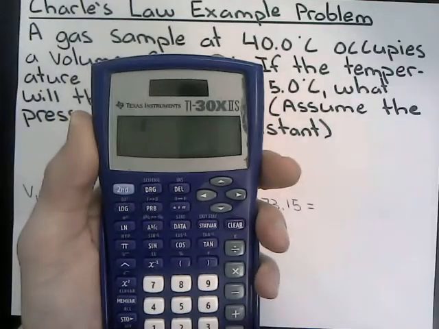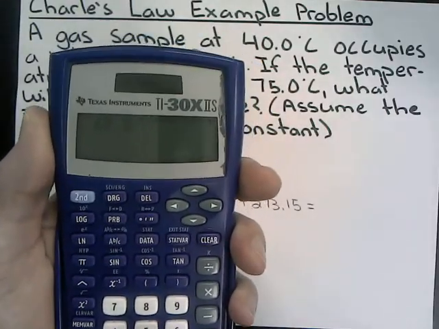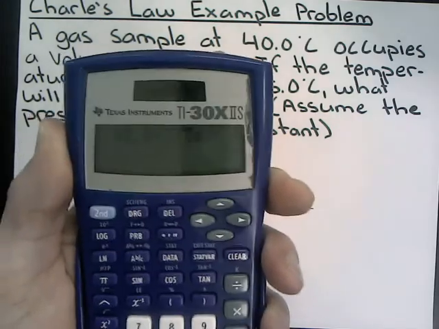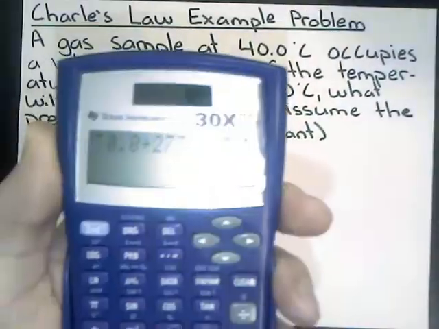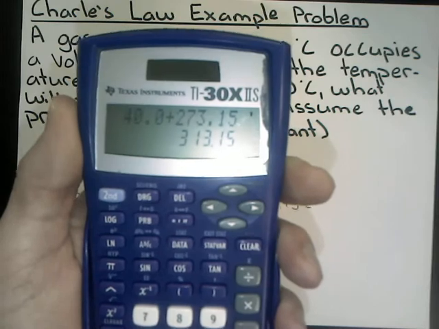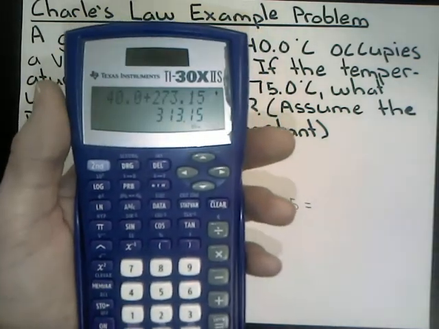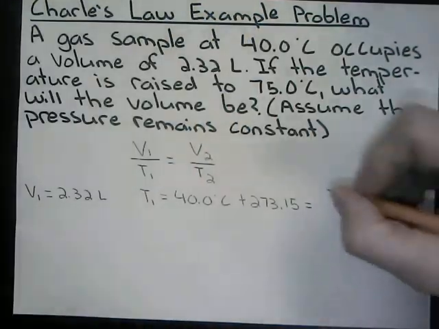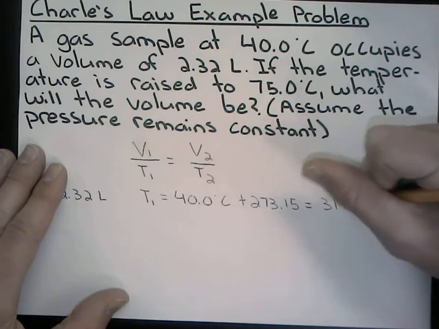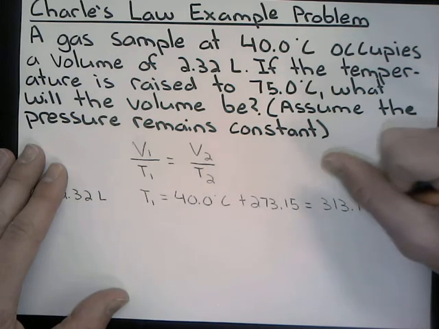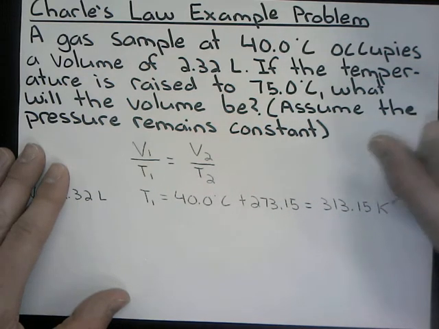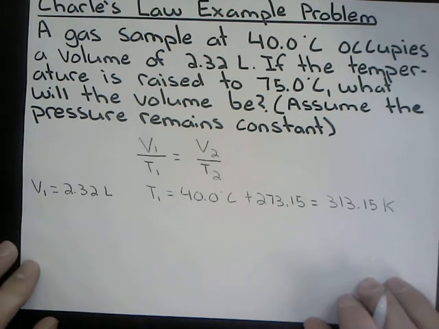So again, we're going to take 40.0 plus 273.15. And when we do that, we press enter, we get a value of 313.15. And so 313.15 is our temperature in Kelvin. Again, has to be in Kelvin. We need to convert that.